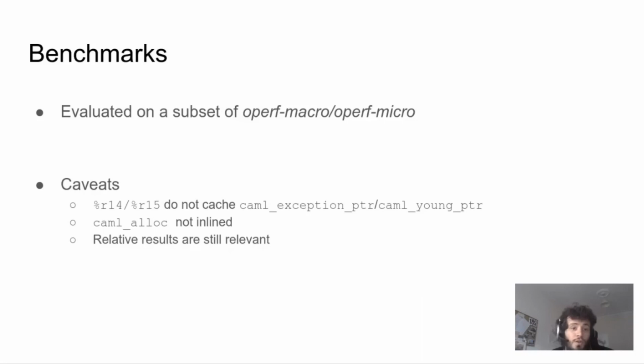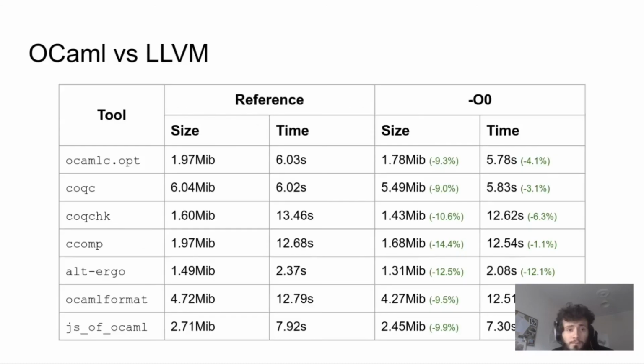These transformations, along with the LLVM code generator, provide some benefit. We benchmarked our optimizer on a subset of benchmarks from Operf-macro and Operf-micro. Unfortunately, we do not yet implement some optimizations performed by the OCaml compiler, which we have disabled in our reference version. We do not cache some globals in registers, and we do not inline allocations. Despite these mitigations, the relative results should still be relevant.